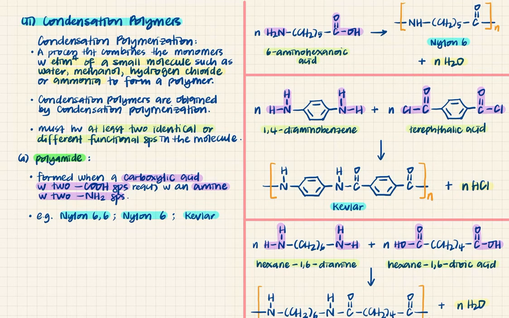So the first example of condensation polymers is polyamides. You form polyamides when a carboxylic acid with 2 COOH groups, 2 carboxyl groups, reacts with an amine with 2 amino groups. The examples are nylon 6,6, nylon 6, and Kevlar.